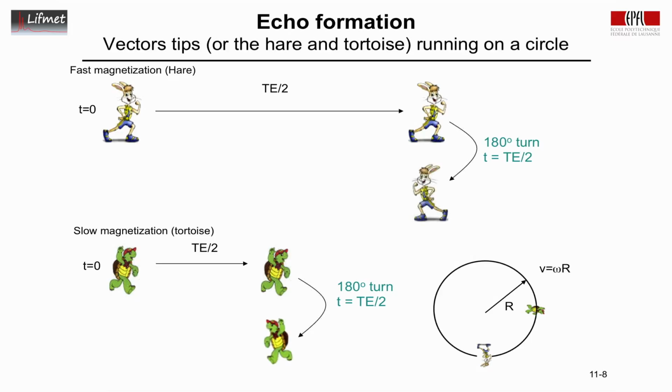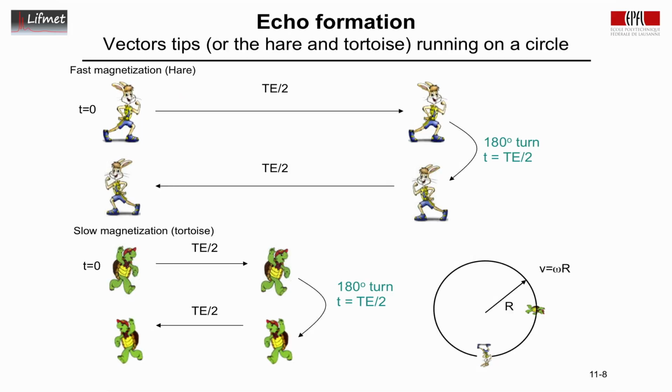So this is a 180-degree turn around, and now we're letting them run again for the same amount of time. Now the distance that they're going to run on the circle for the same amount of time, since they are running at the same speed, the distance traveled is going to be the same but in opposite direction. So after time te, after te seconds, they're both going to end up again at the same position, like this.